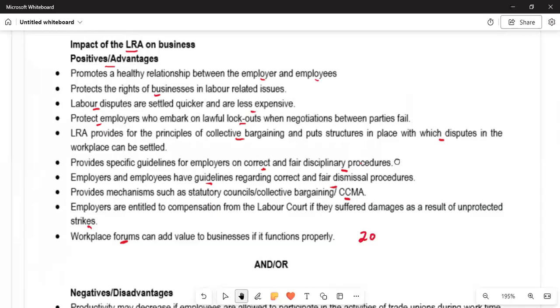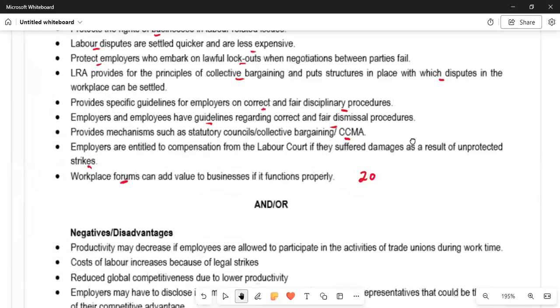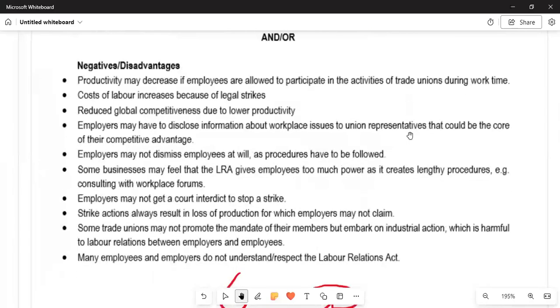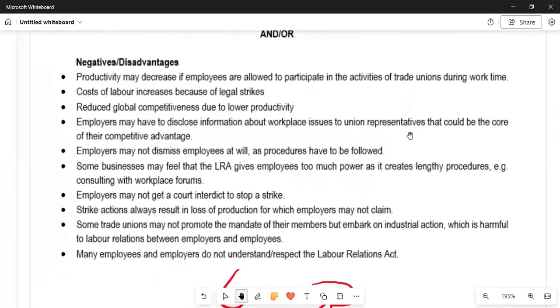And then if ever we can move on again, let us understand that we have the negatives, which are called the disadvantages. We are saying that productivity suffers if the employees are allowed to participate in the activities of the trade unions during working hours or work time.